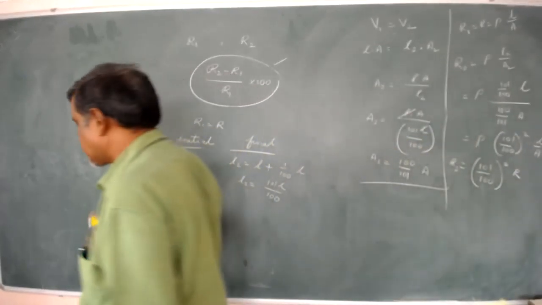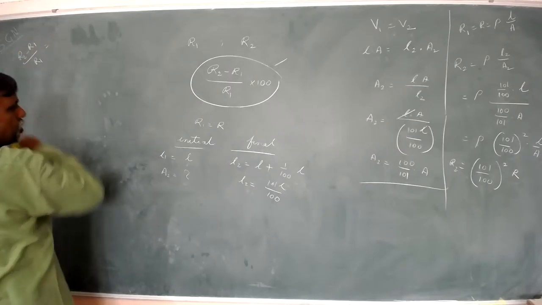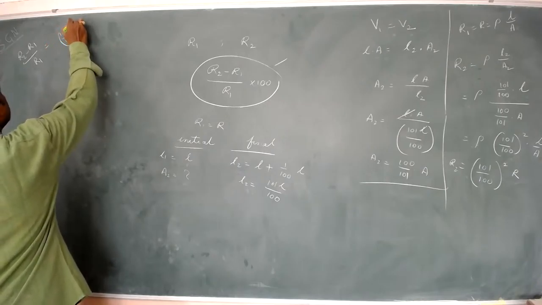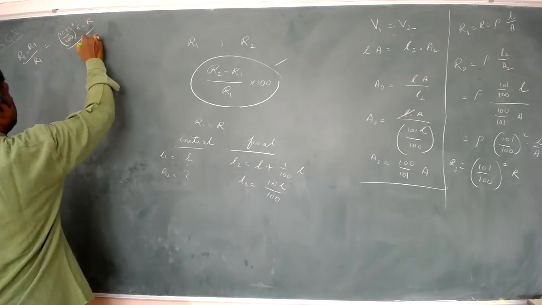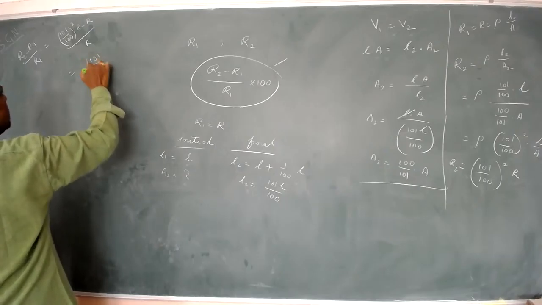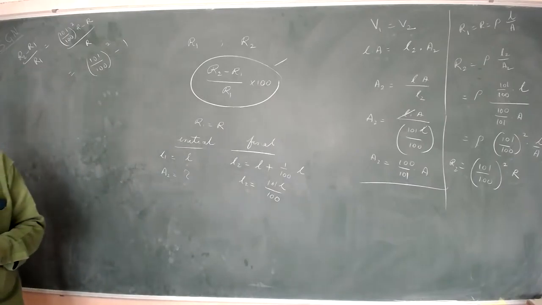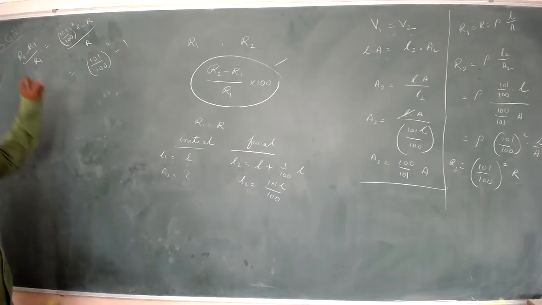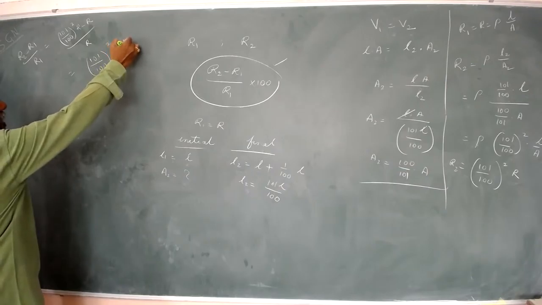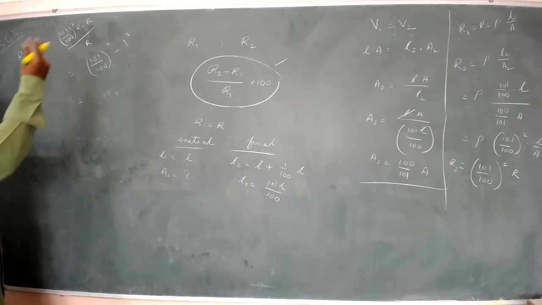Now, percentage change. We need R2 minus R1 by R1. R2 minus R1 is 101 by 100 whole square into R, minus R, by R. So R will get cancelled out. What did you get now? (101 by 100) whole square minus 1. Understood? Okay, now that is 1.